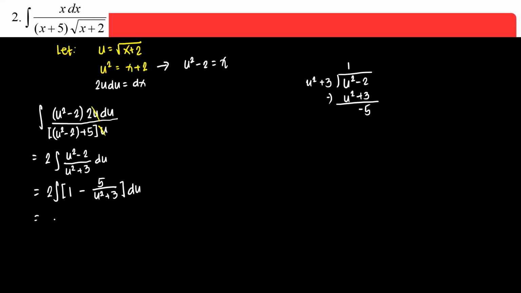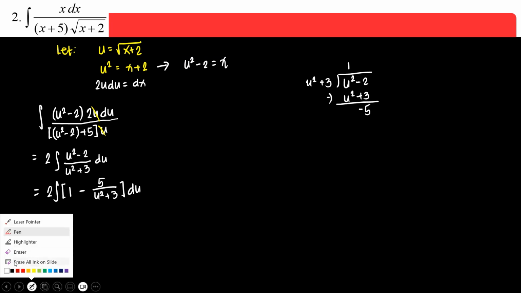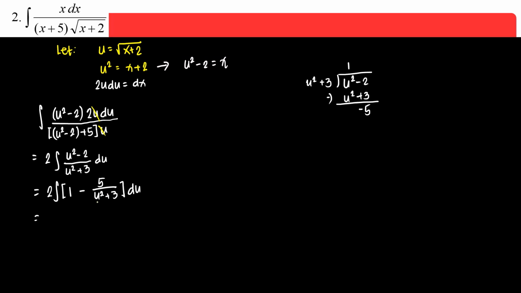So we don't have a problem with the first one. The first one is simply u. However, for the second one, this one, guys, what is the form? This is in the form of arctangent, where u is u, a is square root of 3.